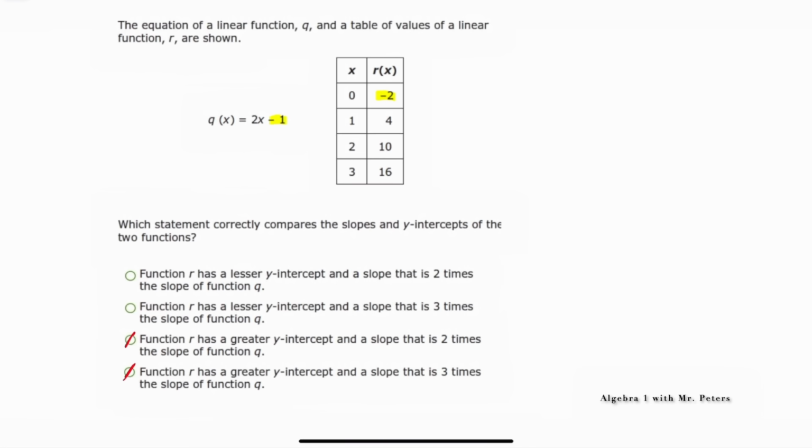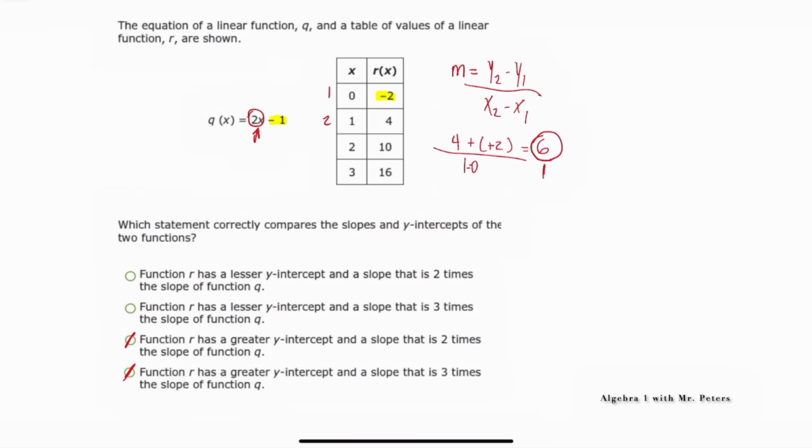Now, when they talk about the slope, we know the slope for the equation is 2, but we have to find the slope for the table, meaning we're going to use the slope formula, y2 minus y1 divided by x2 minus x1, and I'm going to use these 2 points. Doesn't matter which 2 you use, you will get the correct slope. So we have 4 minus negative 2, we're going to get 6, all over 1 minus 0, which is just 1. So we have 6 and we have 2.